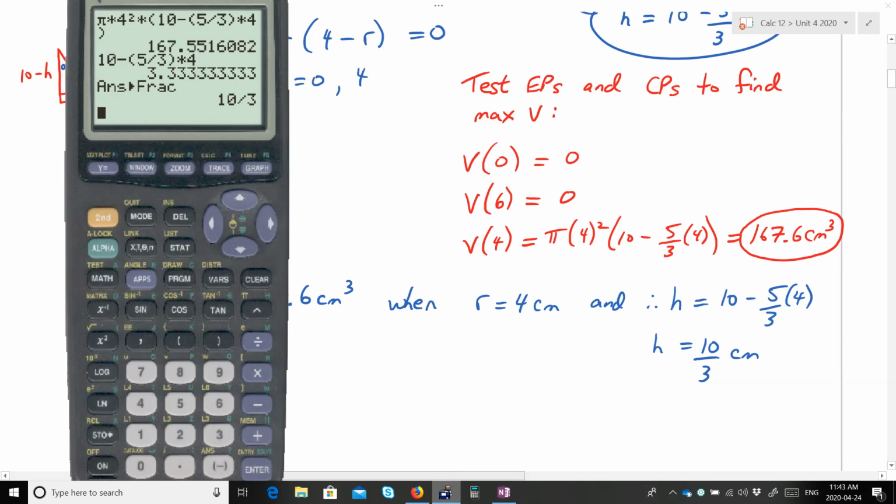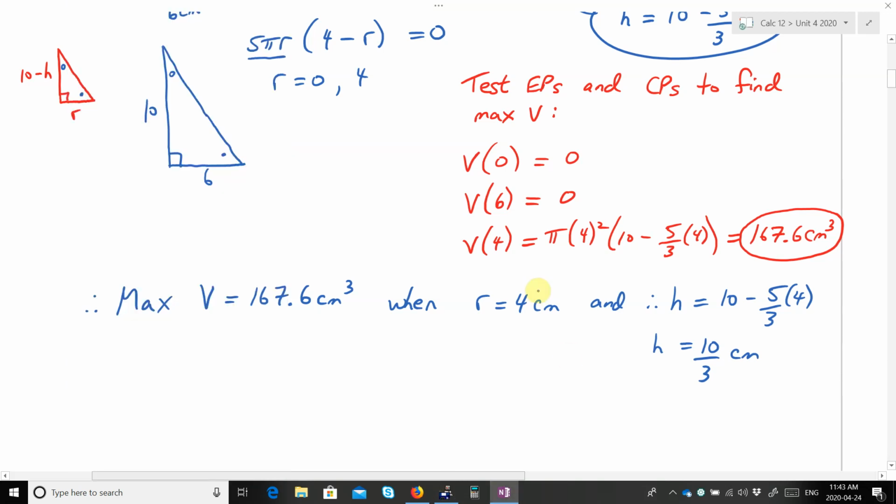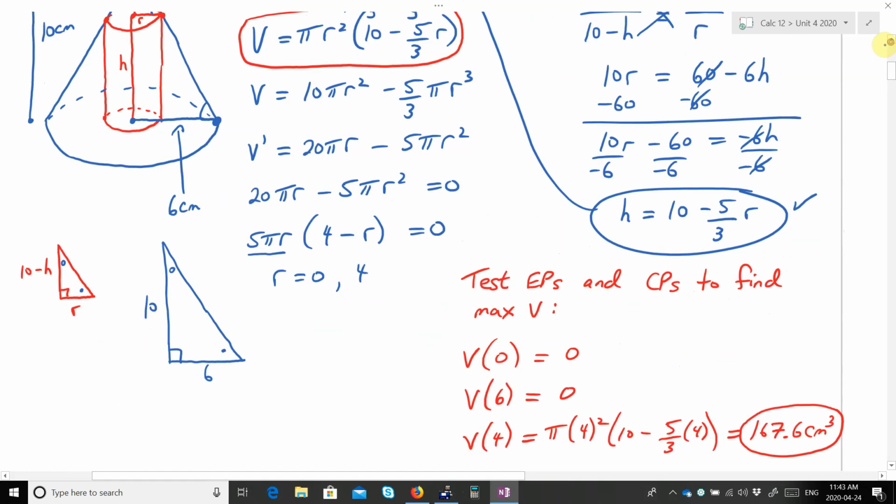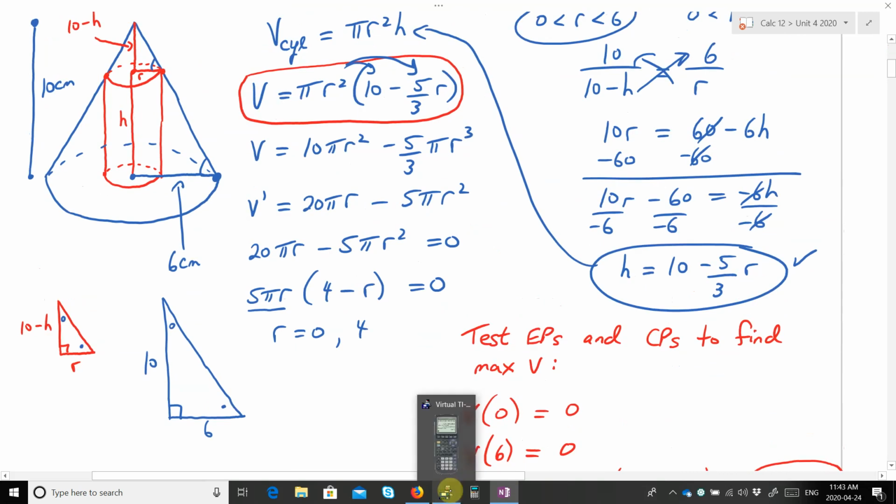So find the radius and the height of the right circular cylinder of largest volume that can be inscribed inside a right circular cone with radius 6 centimeters and height 10 centimeters. Okay, and so the radius and height are 4 centimeters and 10 over 3 centimeters of that right circular cone. And we can also verify this if you wanted to look at the V function.